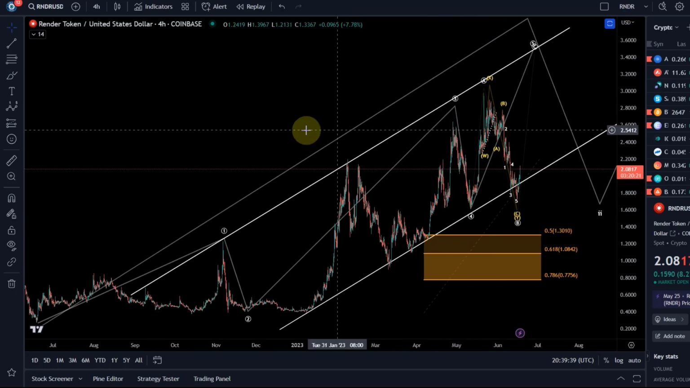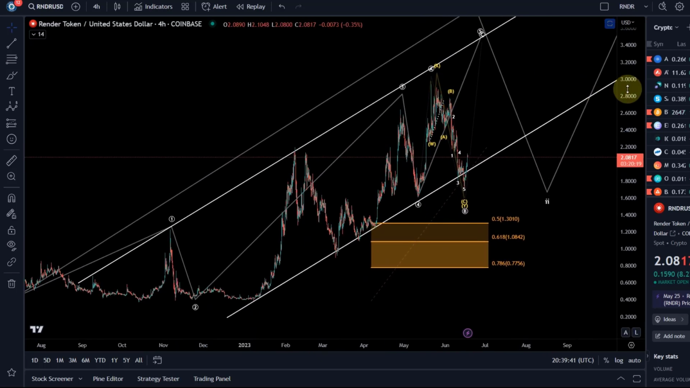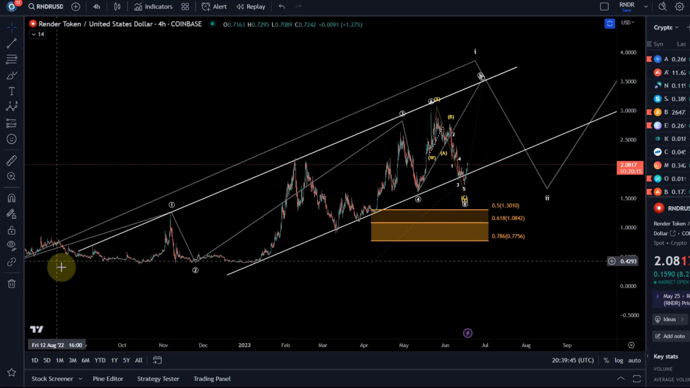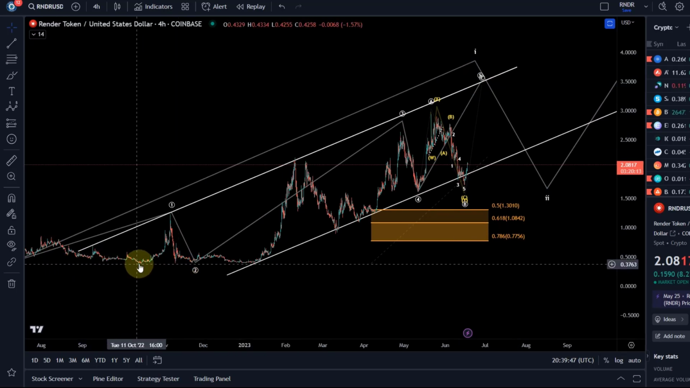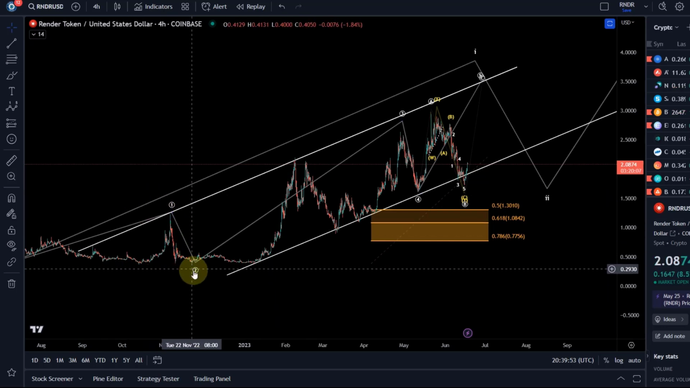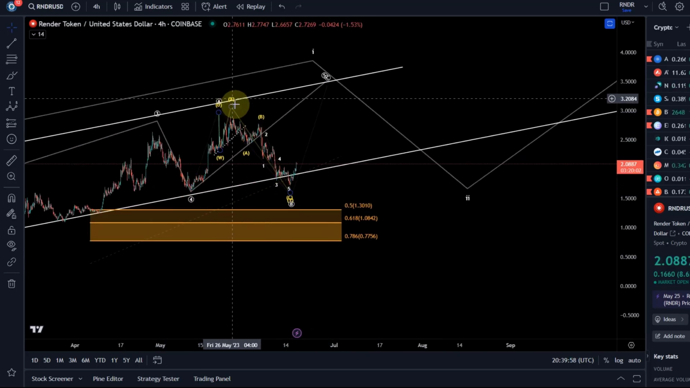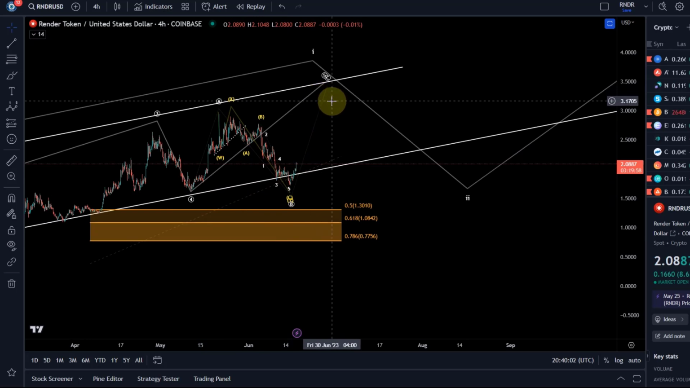From an Elliott wave point of view, my primary wave count is that I still see this as a leading diagonal in a wave 1, which started back in October 2022. We had a wave 1, a wave 2, an ABC in wave 3, a 4, and this could be the ABC in wave 5, because in a diagonal pattern, typically the subwaves are corrective.